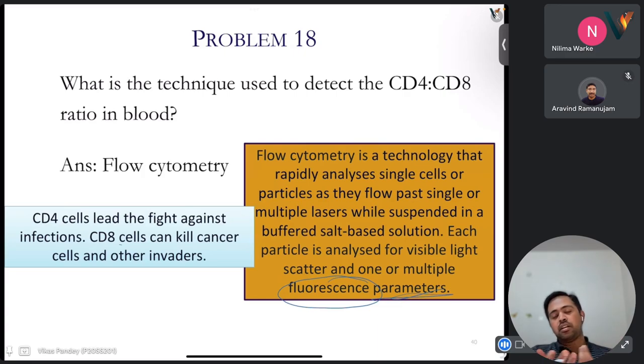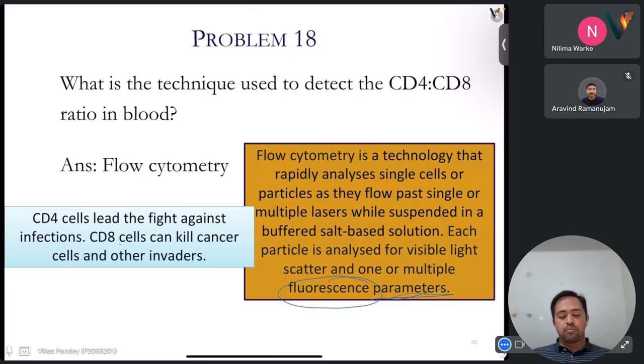We are interested in the ratio only. We are not interested in the exact amount. We just want to know how much proportion is CD4 and how much is CD8. So suppose, I don't exactly know the color, let's say red and blue. How much of red is being reflected or dispersed, or how much blue is being dispersed, and overall checking this, we will have a good idea about the ratio.